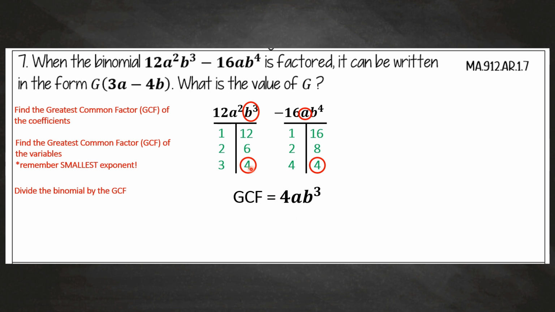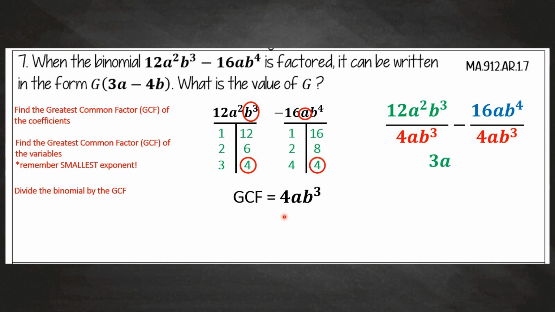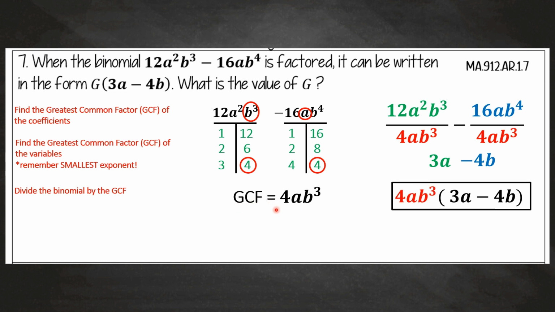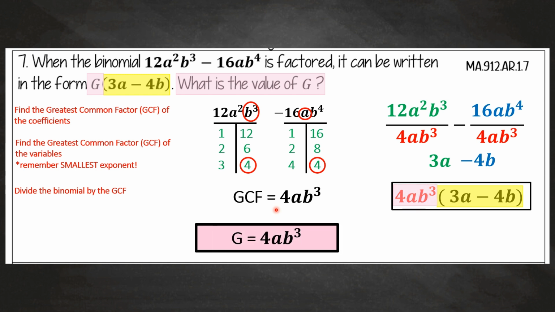So if I divide this binomial by 4ab to the power of 3, then I'm going to get 3a minus 4b. So that is exactly what I had here in the parentheses. So that means that this right here is my answer. So g is equal to the GCF of that binomial, which is 4ab to the power of 3.